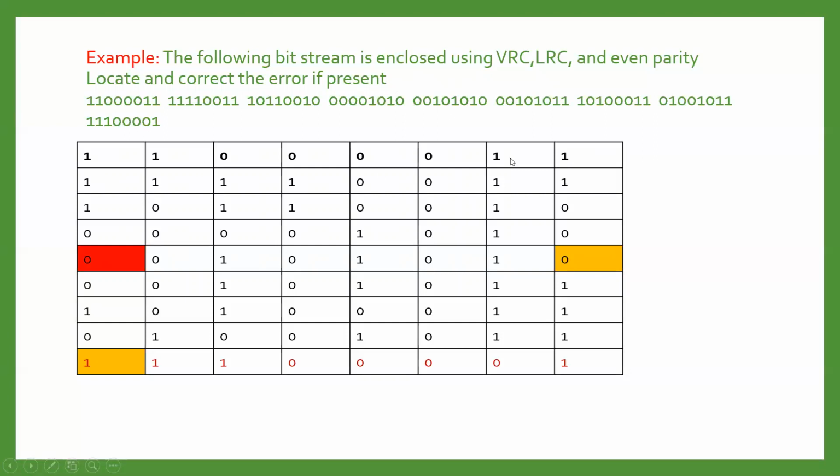Now, 1, 2, 3. 3 number of ones. That means we have to add 1 as a parity, which is correct. Sender has also added 1. That means correct. Now check for the second row. 1, 2, 3, 4 and 5. 5 number of ones, which is odd. So we have to add 1 as a parity bit, which is also correct. Third, 1, 1, 1, 1. That is 4 number of ones, which is even. So we are going to add 0 as a parity bit because an even number of ones is already available in this row.